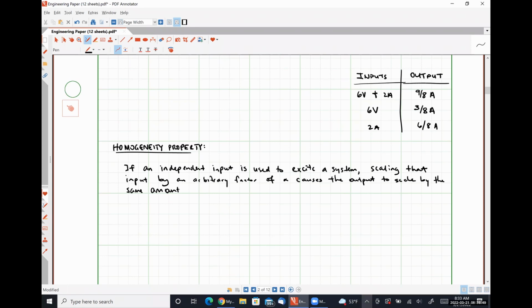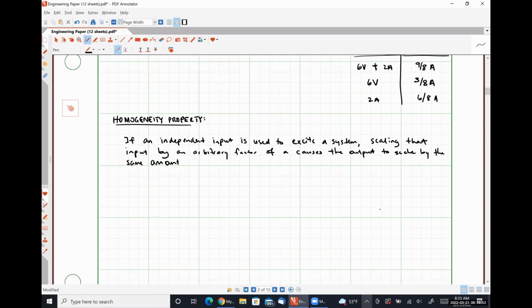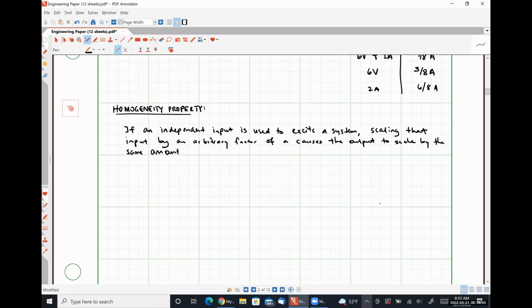So what we are going to do is scale both of our inputs by a fixed scaling factor of 2, okay? Meaning that my 6-volt source will become a 12-volt source, and my 2 amp source will become a 4 amp source.